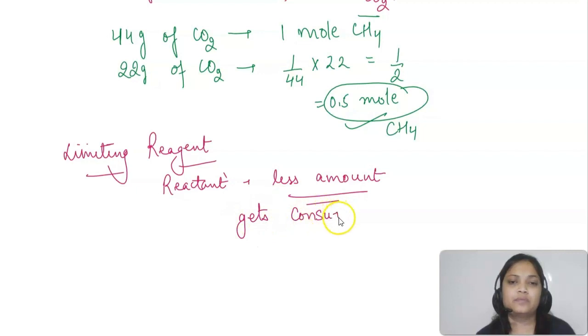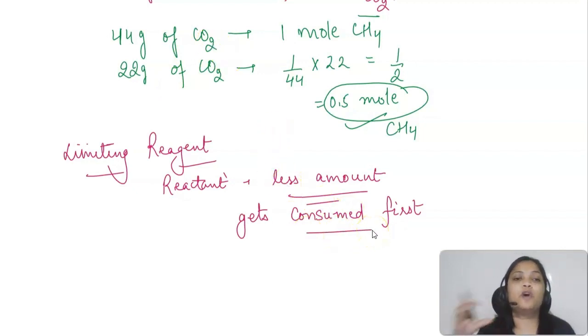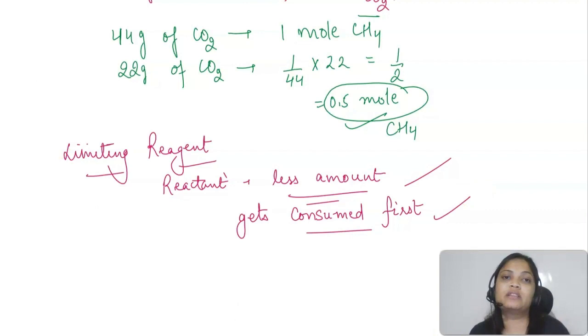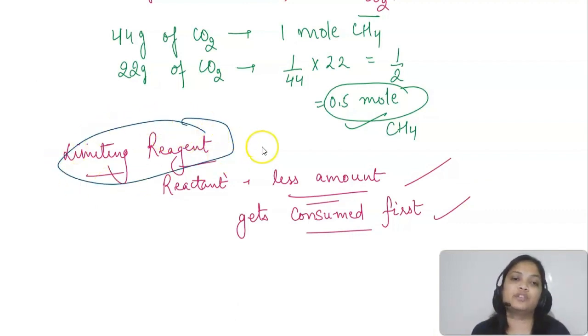Okay, and if it gets consumed first, what will happen? The reaction will stop because I am not having the second reactant. So the reaction will stop, means the product will be limited, right? So this reactant that is present in less amount, which gets consumed first in the reaction, and it limits the formation of product, that we call as limiting reagent. Okay, so that is the meaning of limiting reagent.